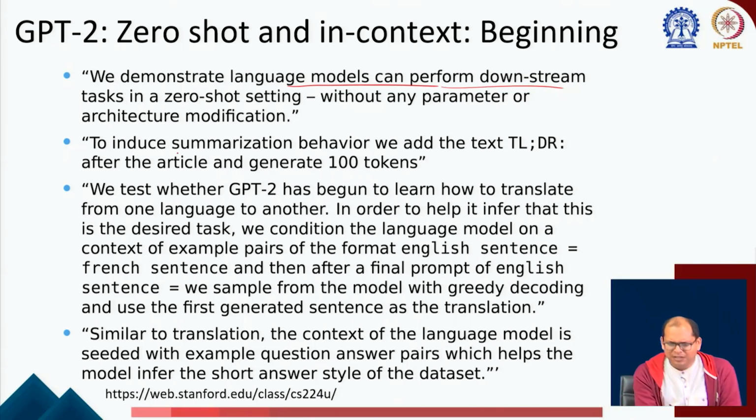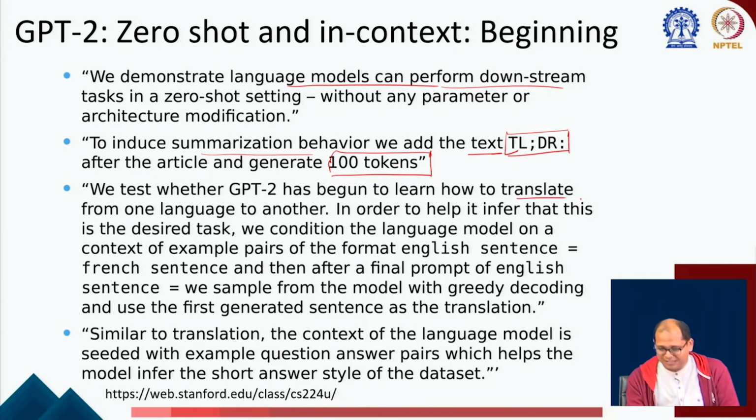So for example, to summarize, what they did was add the text and have this TLDR token after the article, and then they start generating, right. You give the input and let it generate, and they just generate 100 tokens, and that was a good enough summary, right. That's what they found.